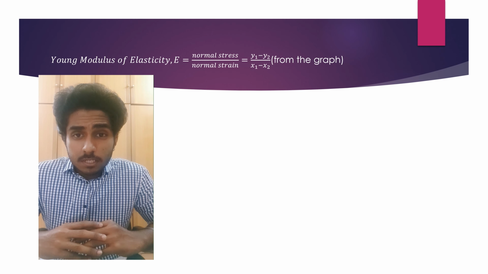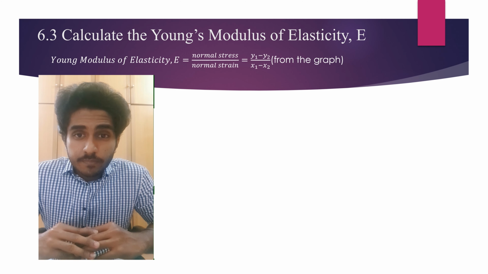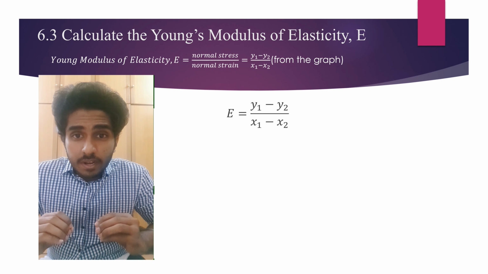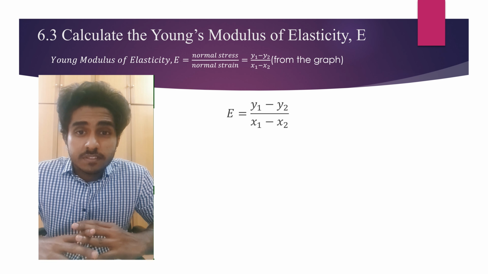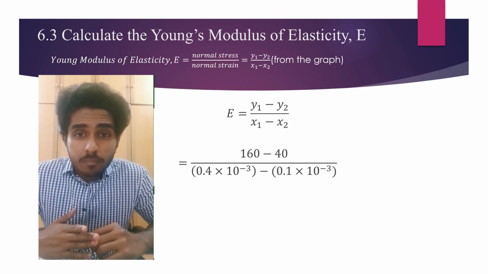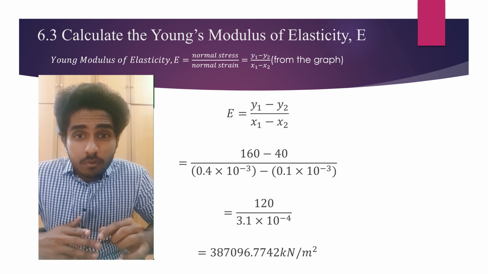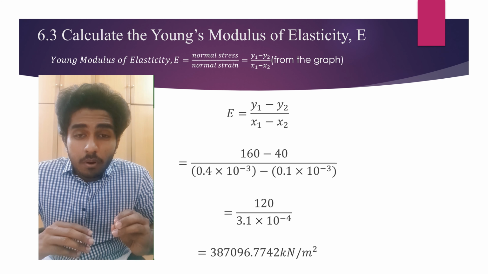Okay, for the last discussion of this test, which is 6.3, we have to calculate the Young modulus of elasticity E. Usually, Young modulus can be calculated by dividing the normal stress over normal strain. But now, since we have the graph, we have used the gradient method to find the Young modulus of elasticity. So what we have to do is, we have to take the y1 minus y2 over x1 minus x2, and we will get a value of 120 divided with 3.1 times 10 power negative 4, and the final answer we will get is 387,096.7742 kilonewton meter square.